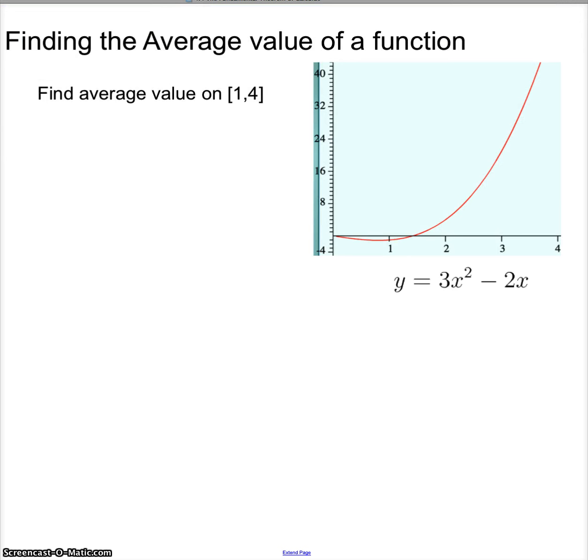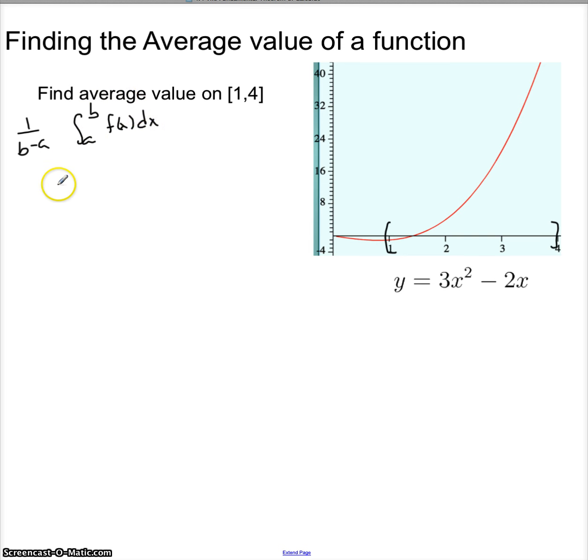Now let's find the average values of some functions. Look at this. You see how this one goes negative and then it comes back positive? That's okay. Don't let that worry you. We're going to find the average value of this function between 0 and 4. The average value is given by 1 over b minus a times the integral from a to b of f of x dx.